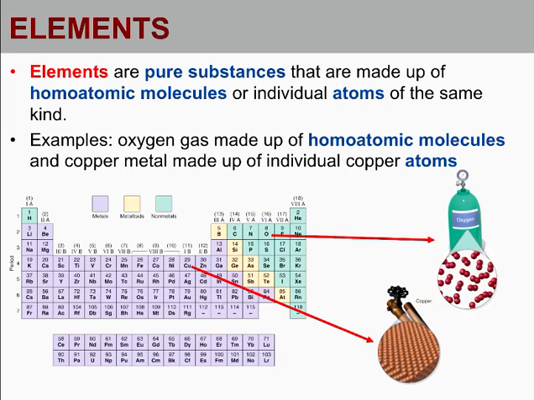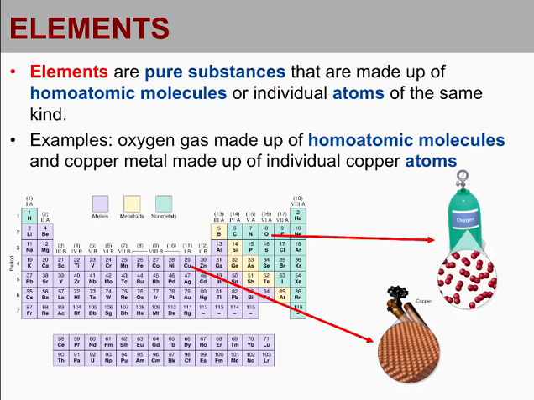Now, we talked about pure substances earlier, and there are a couple of different types of pure substances. So let's talk about those two different classifications. The first one is elements. So elements are pure substances, and these are made up of homoatomic molecules. And you might remember from the last video that homoatomic molecules contain atoms of the same kind.